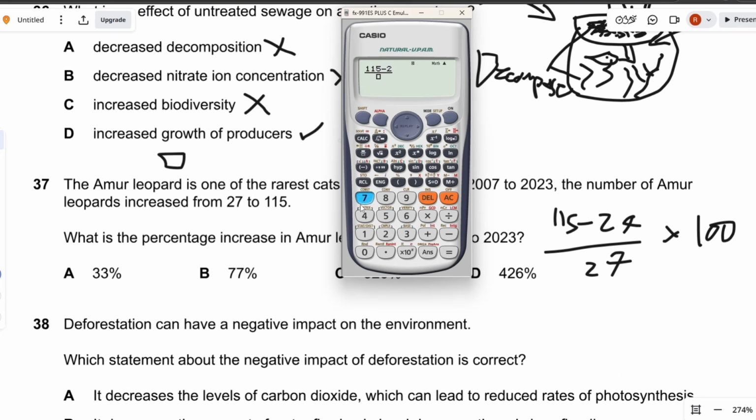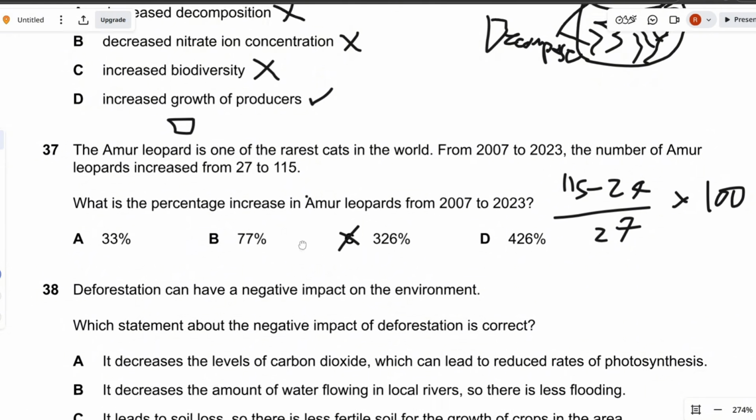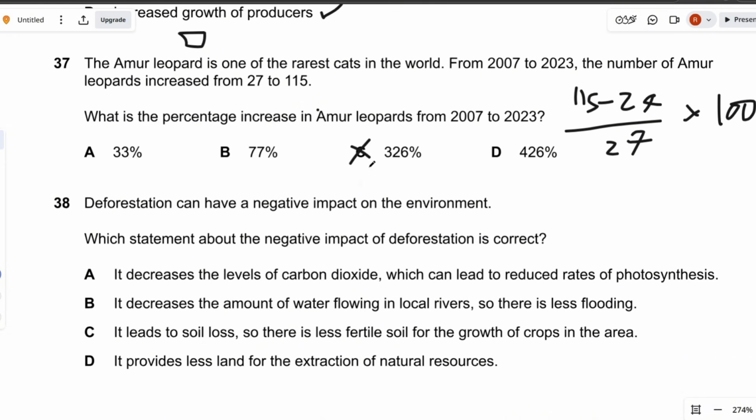115 minus 27, divided by 27, multiplied by 100. That'll give us an answer of 325.9, which rounded to three significant figures is 326. So the answer is C.